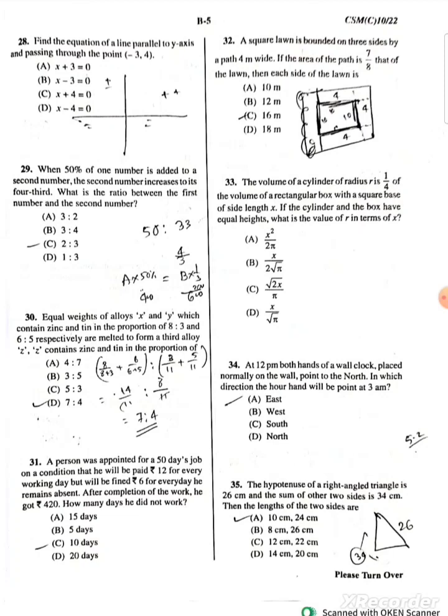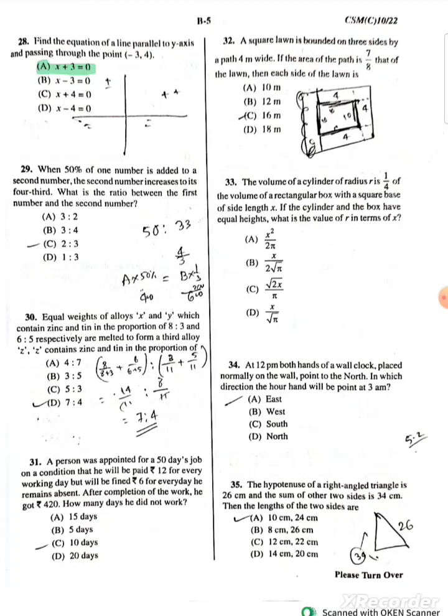Question number 28. Find the equation of a line parallel to y-axis and passing through the point (-3, 4). Answer is A, x + 3 = 0. When 50% of one number is added to a second number, the second number increases to its 4/3. What is the ratio between the first number and the second number?